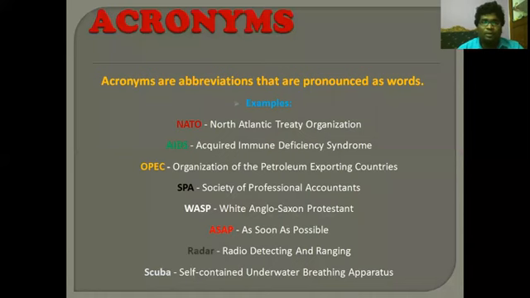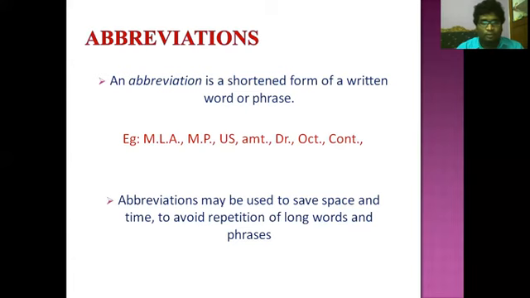And the next one is acronyms. What are these acronyms? Acronyms are kind of abbreviations. They're just like abbreviations, but the thing is, we cannot pronounce abbreviations as a word, whereas acronyms can be pronounced as a word. For example, MLA cannot be pronounced as a word, MP cannot be pronounced as a word. We have to read them separately.